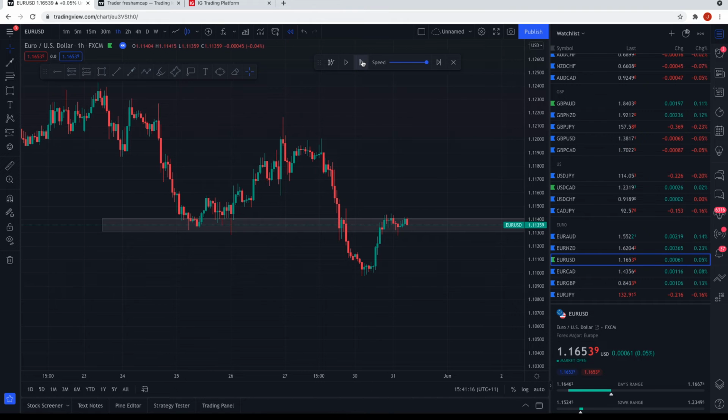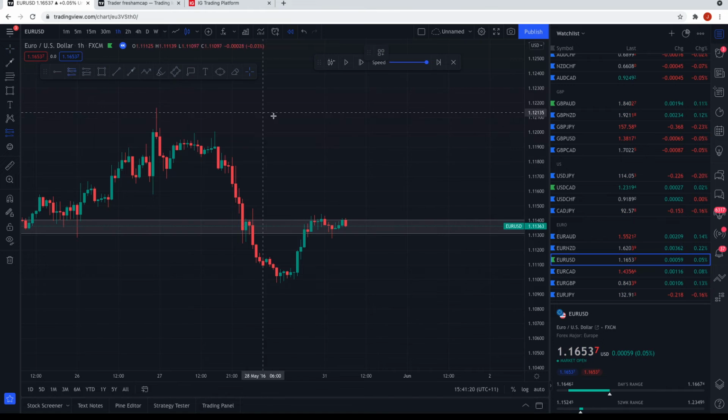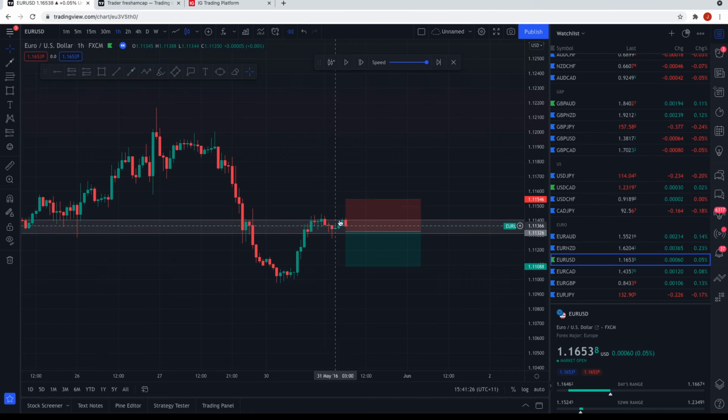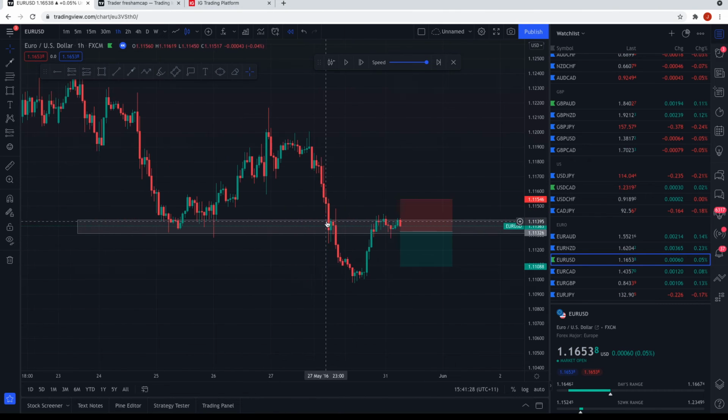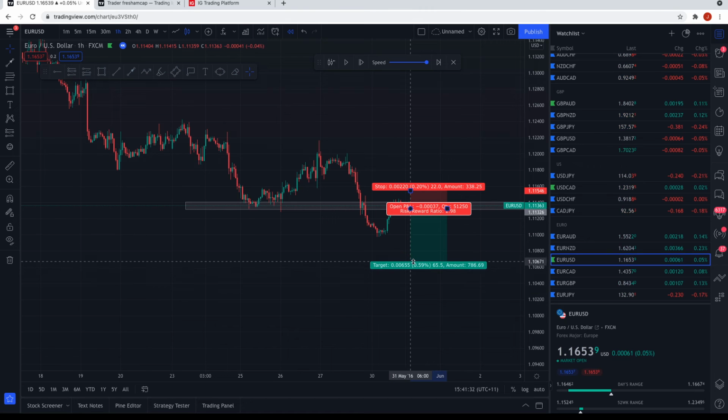We can form a double top. Okay, so I'm going to take this, I'm going to put a wide-ish stop on because I know price will likely wander around this area for a bit. Put in our 1 to 3.